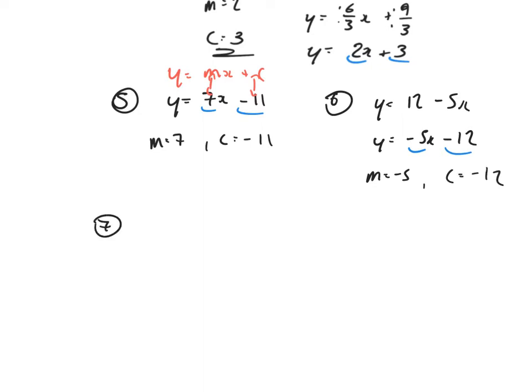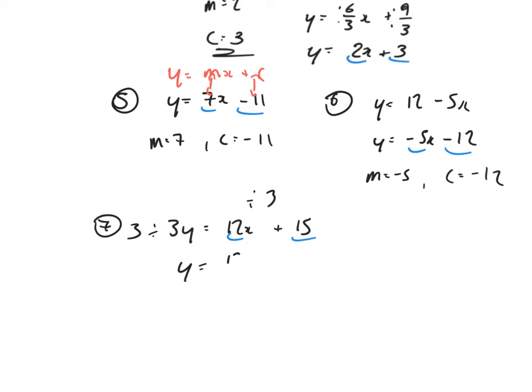Okay, example 7. Example 7, 3y equals 12x plus 15. Okay, so is the gradient 12 and the y-intercept 15? No, because the equation is not of the form y equals mx plus c. So if I want it to be y equals mx plus c, I'll need to get rid of that 3, and that means dividing both sides of the equation by 3. So 3y divided by 3 is y.